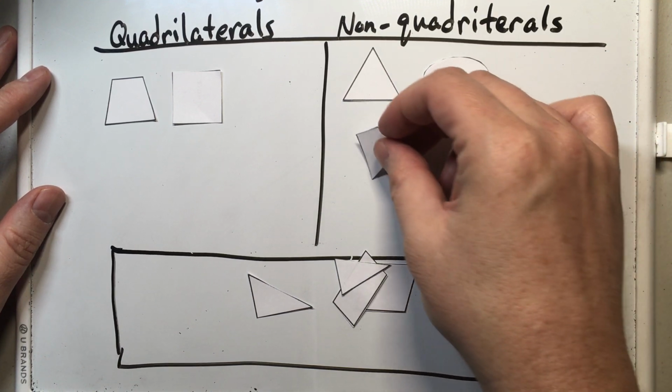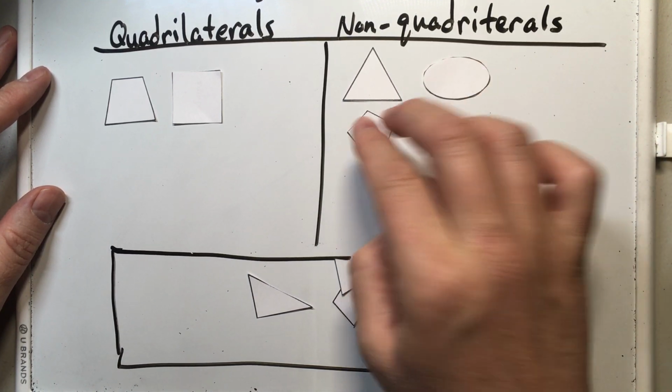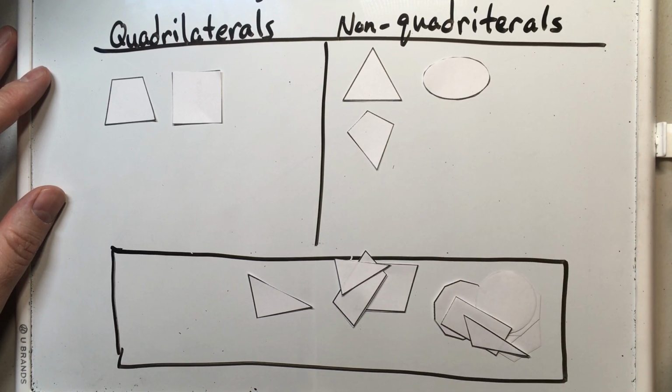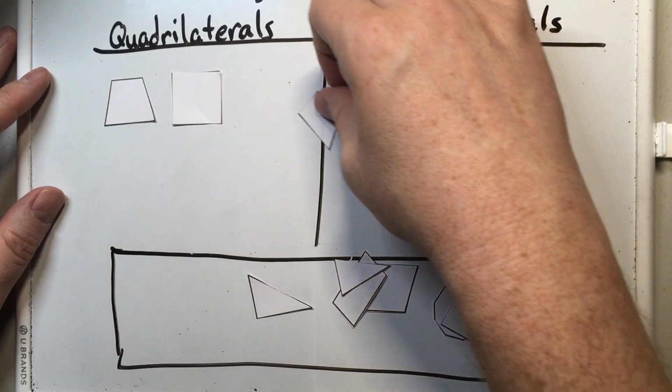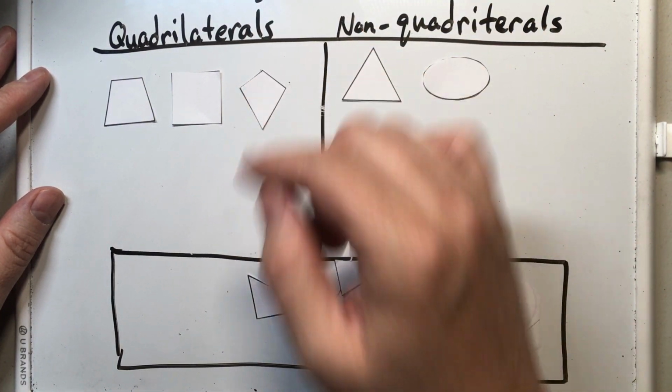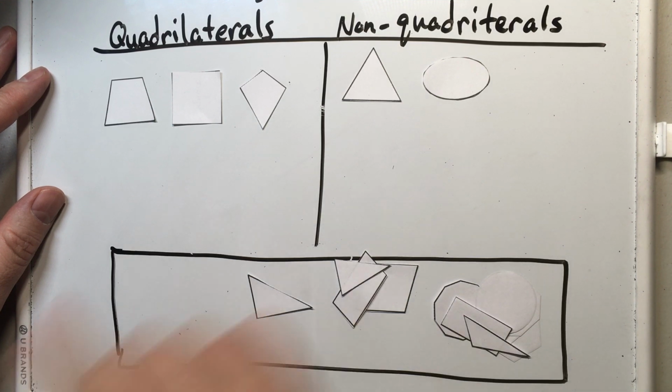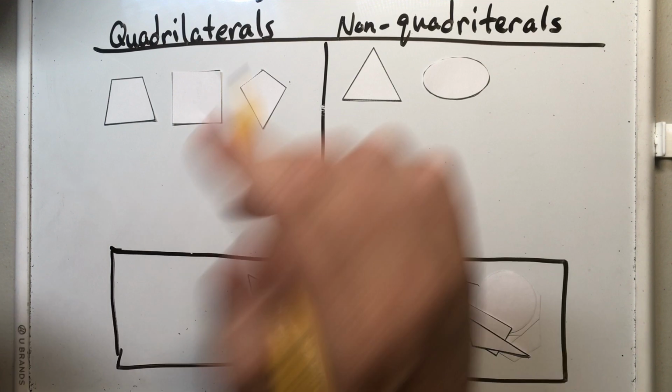This looks like a kite. Okay, my kite is a non-quadrilateral. It only has, oh no, I'm wrong. See, that's why we do this. My kite is a quadrilateral because it has 4 sides.